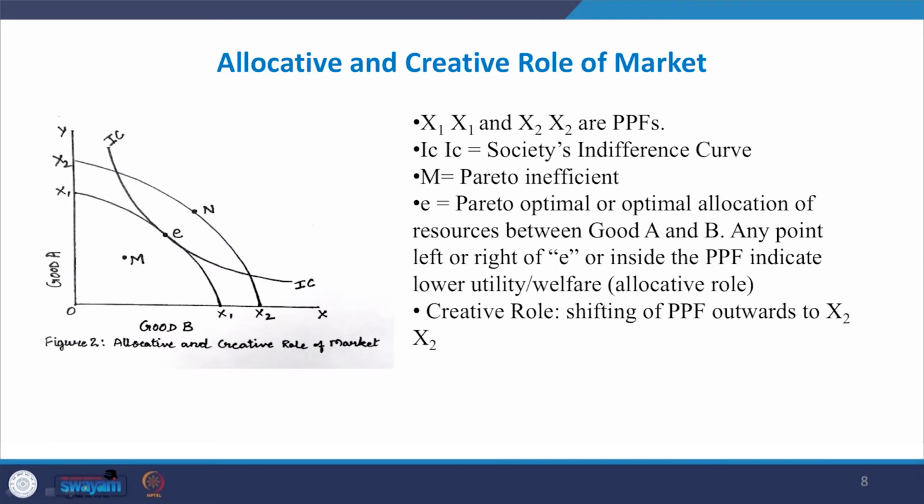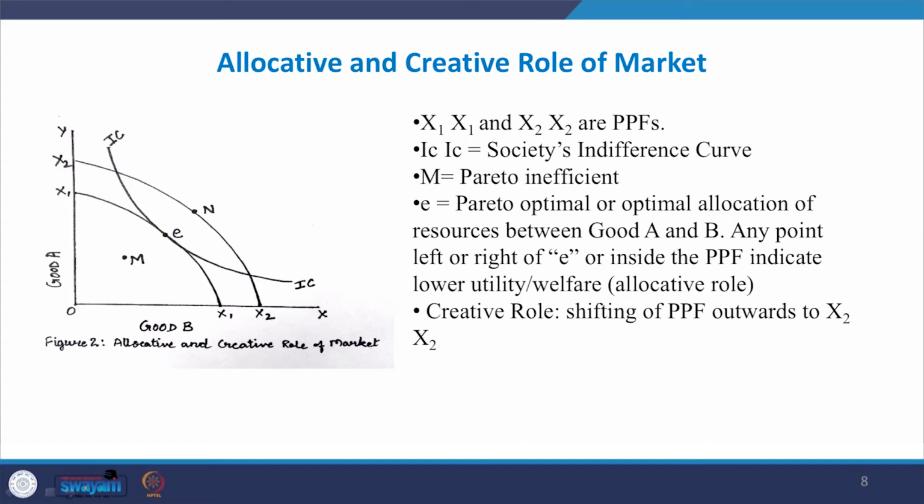I can explain this through this graph, both allocative and creative functions of the market. Here we take two products, goods A and goods B. Quantity of goods A is taken on the y axis, vertical axis, and quantity of B product is taken on the horizontal axis or x axis, and this production possibility curve x1 shows that you can take any combination of two products on this production possibility curve.